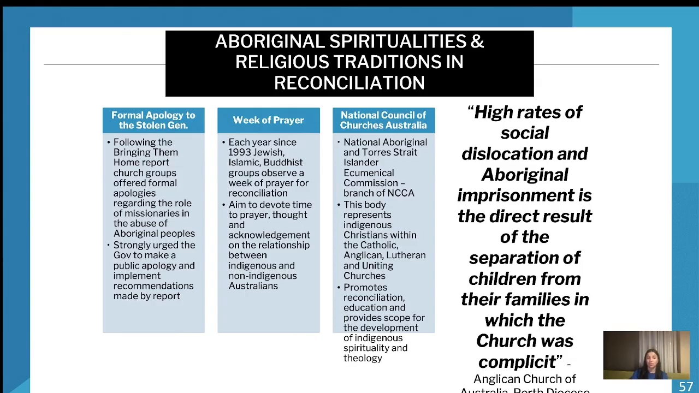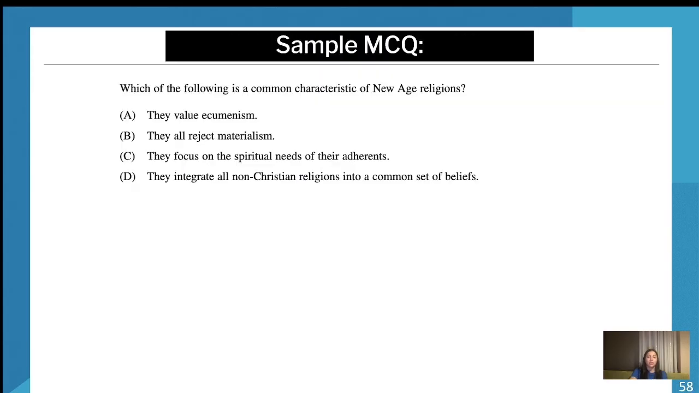I know in my trials I wrote about the Week of Prayer, where every year since 1993, Jewish, Islamic, and Buddhist groups observe a week of prayer specifically for reconciliation. So they're coming together and doing that prayer for reconciliation. And again, we've got that quote from the Anglican Church where they recognized that the overrepresentation and the social dislocation of Aboriginal people in imprisonment is a result of dispossession. But you can also, and a lot of people do talk about, the formal apology to the stolen generation.